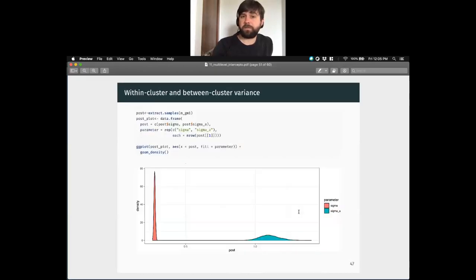There's the posterior. There is our within and between cluster variance. Is everyone clear on how these within and between cluster standard deviation terms work? Because this is really a new thing. And I think it's one of the powerful things we get from multi-level models that we don't get from classical models.